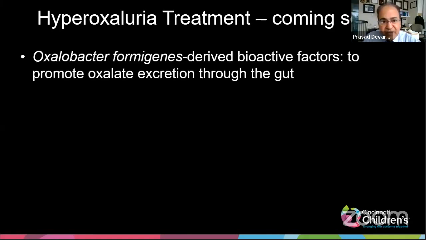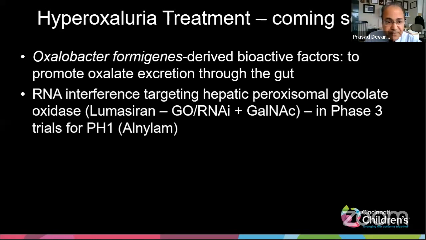One is Oxalobacter formigenes derived bioactive factors. Oxalobacter is a common commensal. It is present as part of our gut microbiome. And that's why many of us don't get kidney stones, because we have enough Oxalobacter in our gut, which normally binds to oxalate. Now, we know that there are Oxalobacter-derived factors which we can give orally, which promote oxalate excretion through the gut. This is a work in progress, and the initial results are quite promising.